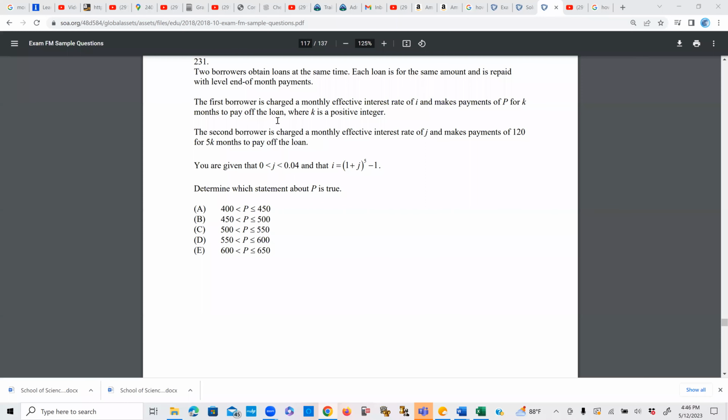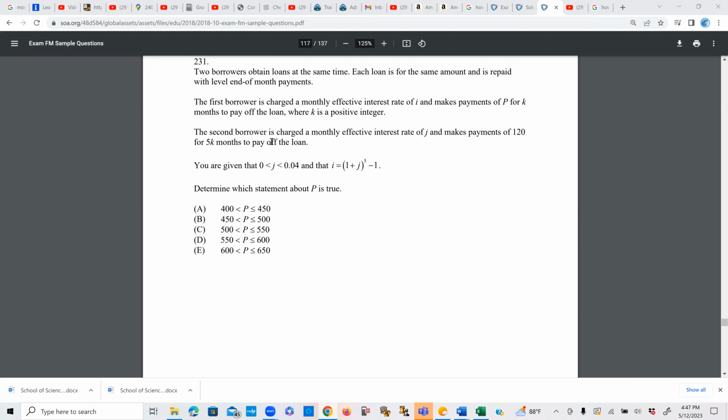Two borrowers obtain loans at the same time. Each loan is for the same amount and is repaid with level end of month payments. The first borrower is charged a monthly effective interest rate of I and makes payments of P for K months to pay off the loan, where K is a positive integer.